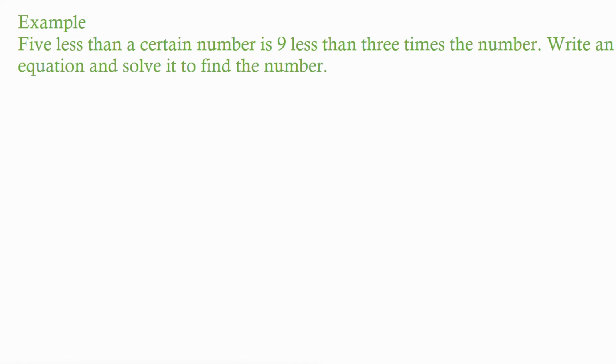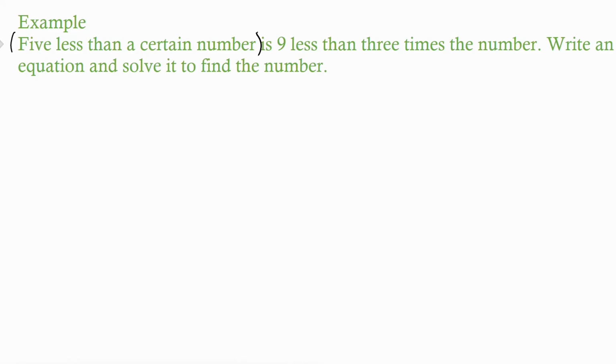Here's a question we have: 5 less than a certain number is 9 less than 3 times the number. Let me read it again. 5 less than a certain number is 9 less than 3 times that number. So we need to write an equation for this. The first thing I'm going to do is write the first part, 5 less than a certain number.